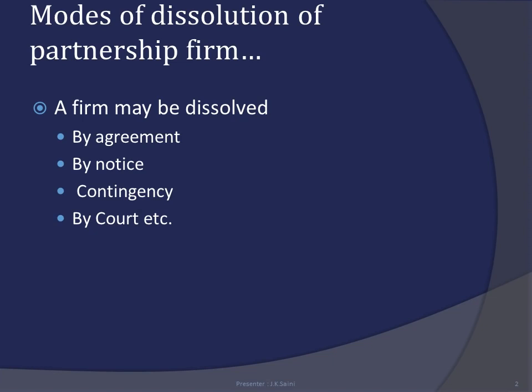There are various modes of dissolution of partnership firm. A firm may be dissolved by agreement, when all the partners agree. By notice, in case a partnership is at will, that means the time of the partnership is not fixed, it can be dissolved by giving notice. Any partner can give a notice and it can stand dissolved. And contingency, when all the partners become insolvent, or the term of partnership has expired, or sometimes compulsory dissolution is there when the business becomes illegal.